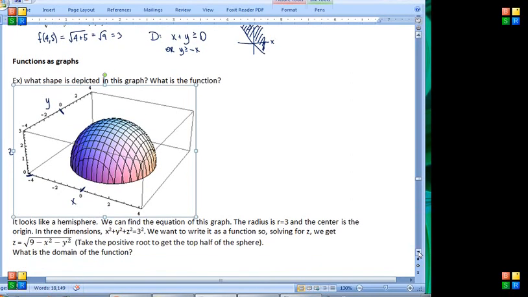Okay, what's the domain of the function? Let's just write it down simply first. So very simply, 9 minus x squared minus y squared is greater than or equal to 0. So write the simple thing first, and now you can play with it. So this tells you that x squared plus y squared has to be less than or equal to 9.